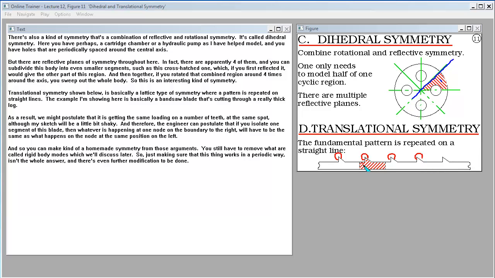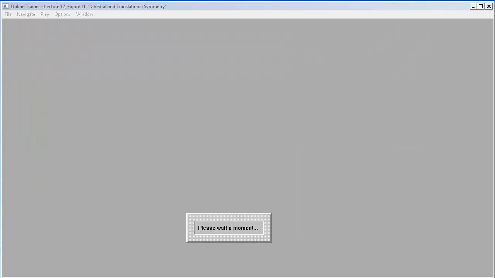And therefore, the engineer can postulate that if you isolate one segment of this blade, then whatever is happening at one node on the boundary to the right will have to be the same as what happens on the node at the same position on the left. And so you can make kind of a homemade symmetry from those arguments. You still have to remove what are called rigid body modes, which we'll discuss later. So just making sure that this thing works in a periodic way isn't the whole answer, and there's even further modification to be done.